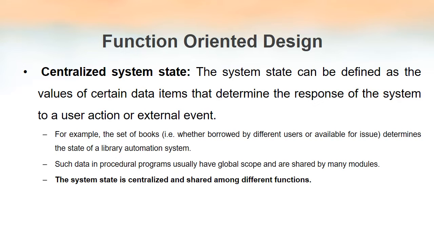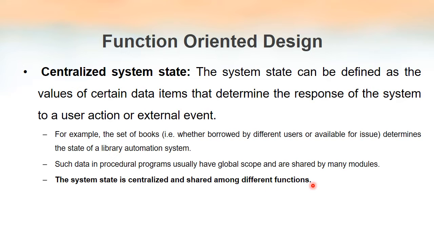So we can say that it is actually the value of that global variable that is going to decide how these programs must behave. That is known as centralized system state. So in function oriented design, the state of the system, or how the system must behave, is decided by the values of certain data items. Okay, so that is what is written here in bold letters. The system state is centralized and shared among different functions.